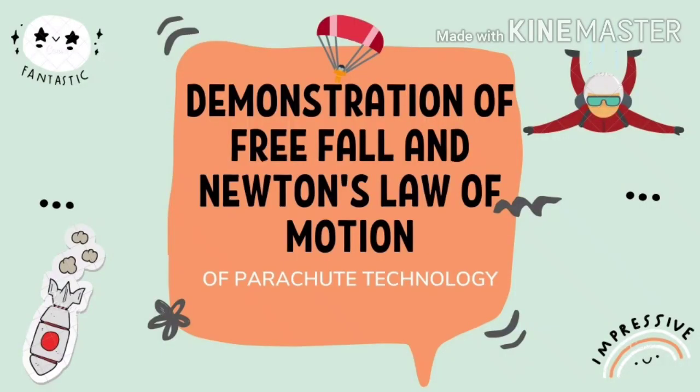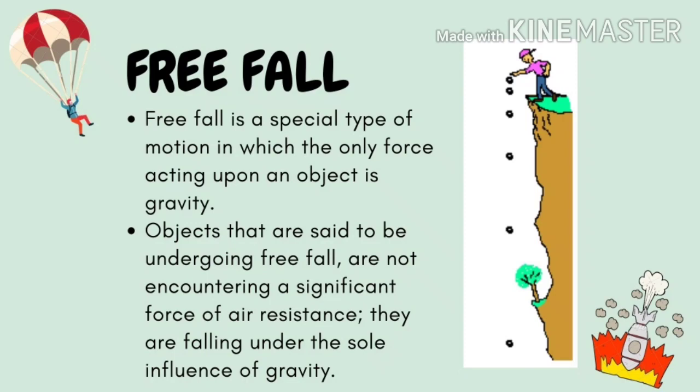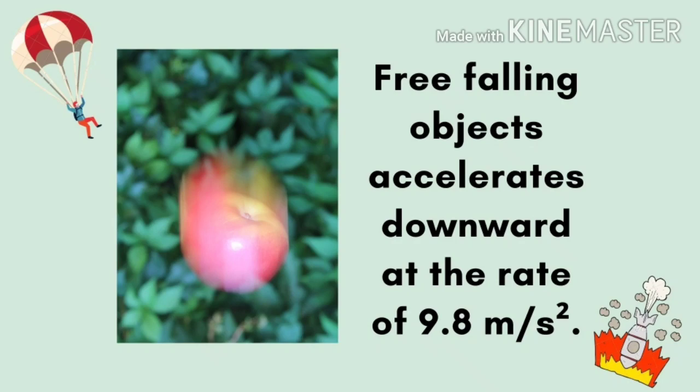Demonstration of free fall and Newton's laws of motion of parachute technology. This activity demonstrates free fall and force. So what is free fall? Free fall is a type of motion in which the only force acting upon an object is gravity. They are falling under the sole influence of gravity. All objects will fall with the same rate of acceleration, regardless of their mass.